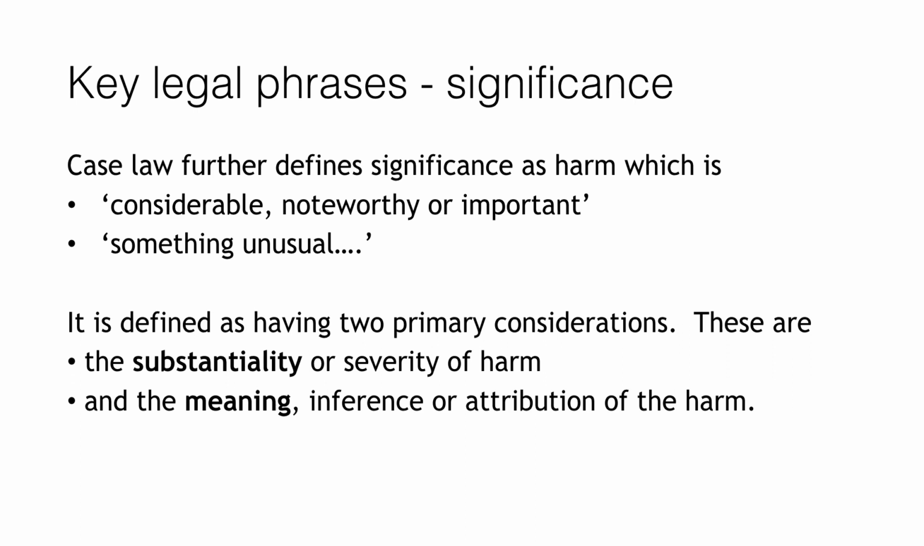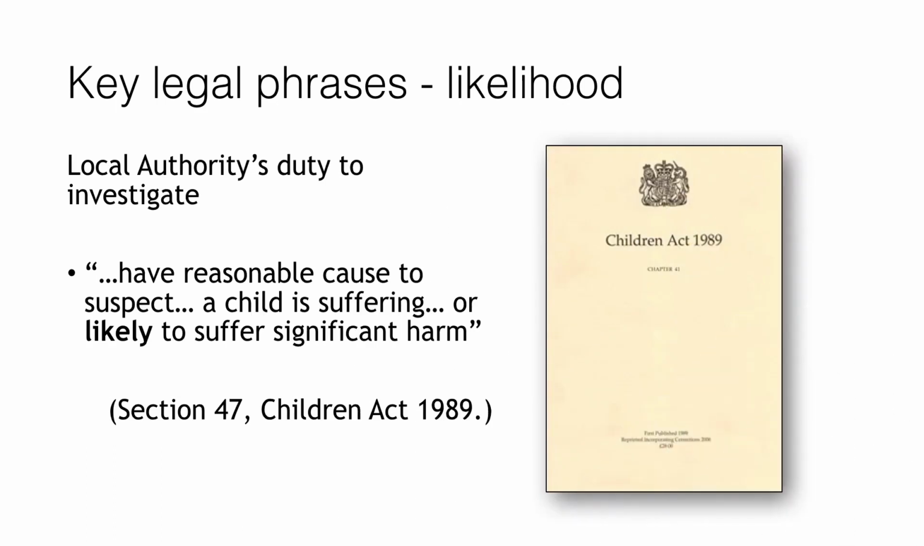The way case law illuminates the question of significant harm helps us understand the way the law is interpreted. It helps us become clearer about how we interpret the information and which elements are relevant to consider. So, two elements. Firstly, from Working Together, substantiality of harm, and secondly, from case law, significant harm has meaning, inference, or attribution. The third phrase is likelihood.